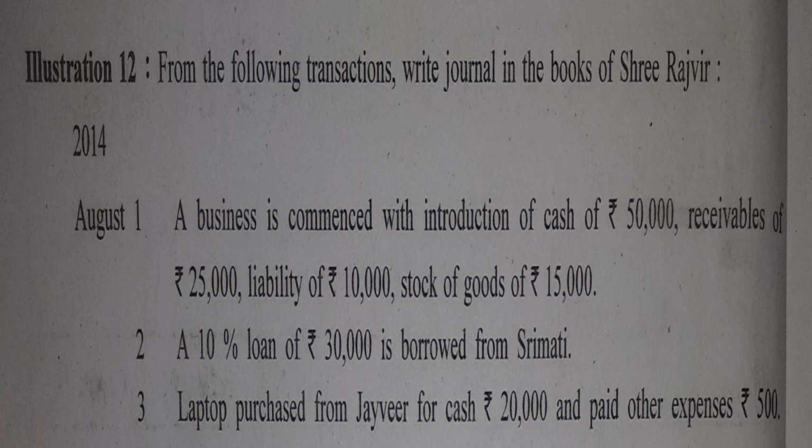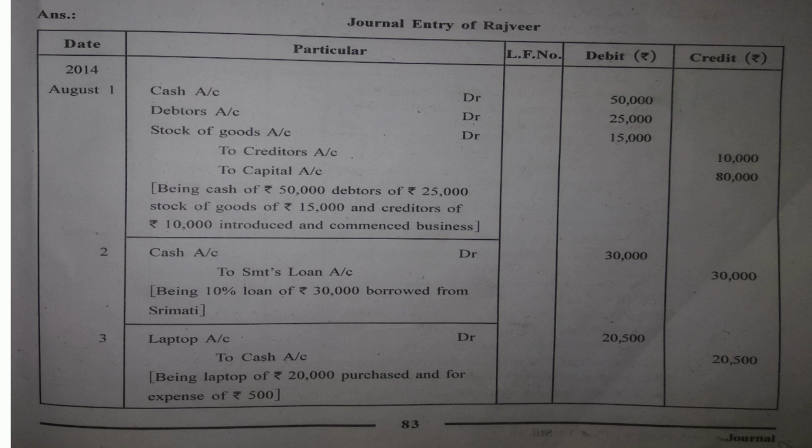Now let us see the journal entry for this. Cash account debit, to Srimati's loan account. You can also write to 10% loan of Srimati, or to Srimati's loan account. Anything will do. Why cash account debit? Because cash comes in, 30,000 rupees. Debit what comes in. To Srimati's loan account. Why has this been credited? Because it is a loan. Loan is a liability, non-current liability. Liability is always to be credited.